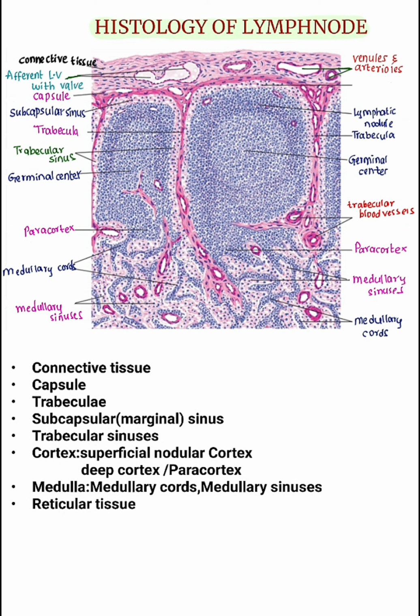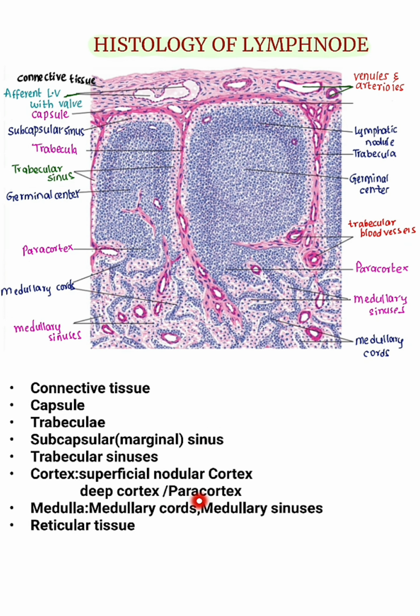Small lymphocytes are also present in subcapsular sinus and trabecular sinus. Germinal center consists of medium-sized lymphocytes and a small number of lymphoblasts. Medium-sized lymphocytes are characterized by larger, lighter nuclei and more cytoplasm than seen in small lymphocytes.